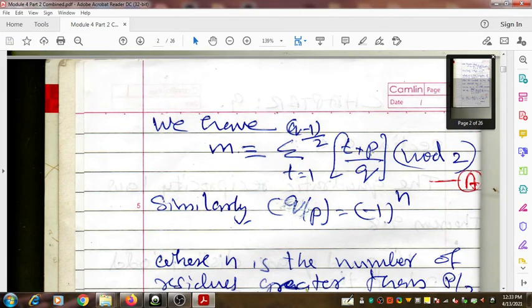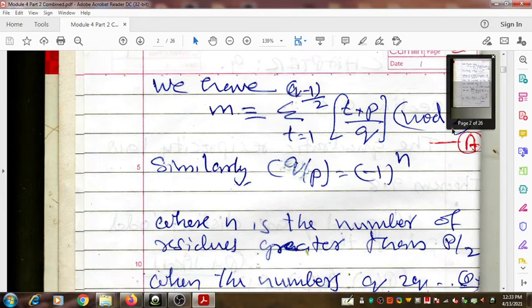Okay, therefore you can now add a multiple of 2, a doubled quantity of some integer, or you can add here 2 into k1, where k1 is some integer, and then you can replace this congruence by the equality symbol. Then m is equal to this quantity plus 2 into k1, because here we take modulo 2; this expression is written with respect to modulo 2.